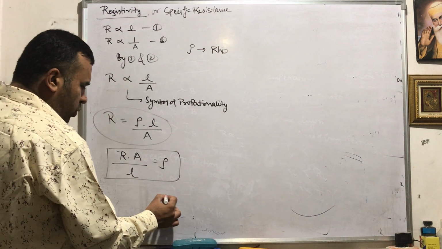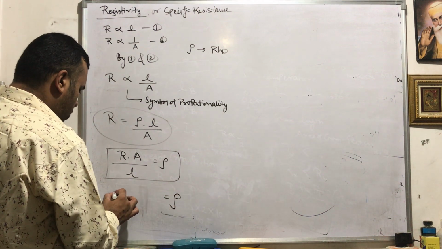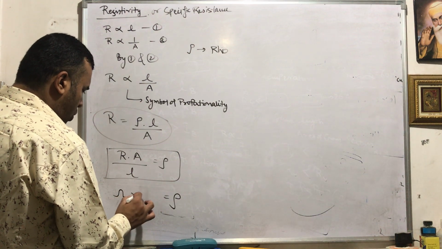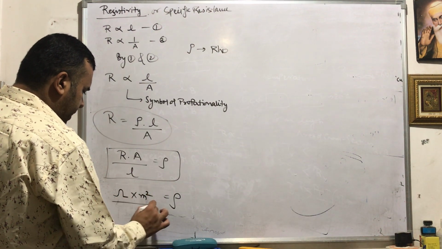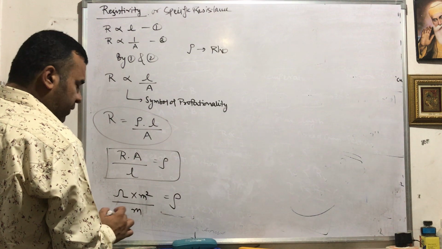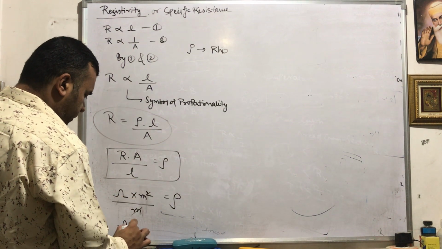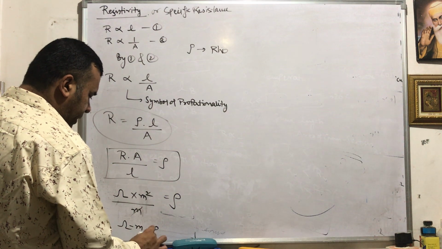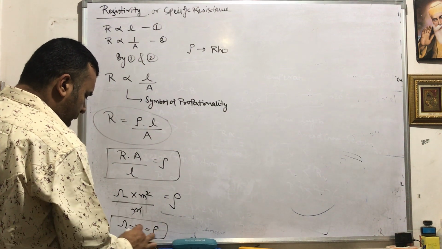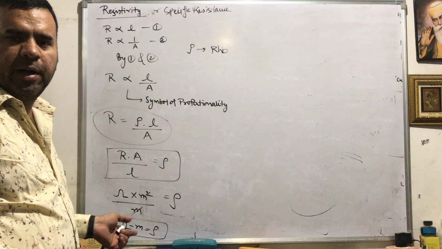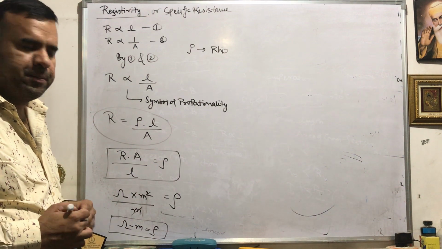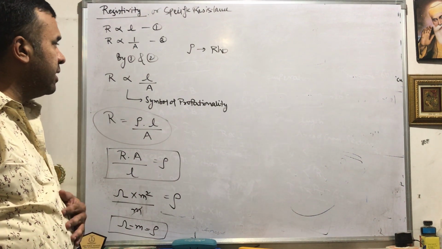Now we want to know the unit of this resistivity. You know that the unit of resistance is ohm, the unit of area is meter square, and the unit of length is meter. Cut this, and we get the unit of resistivity is ohm meter. I repeat, it's ohm hyphen meter or simply ohm meter. The unit of resistivity is ohm meter.